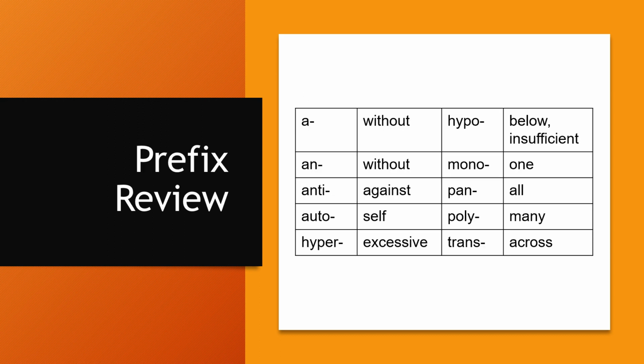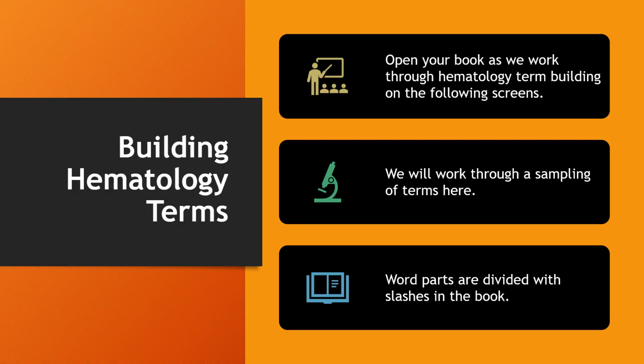And let's review these prefixes that we learned in chapter 3 because they're also used to build hematology terms. A, without. Anti, against. Auto, self. Hyper, excessive. Hypo, below, insufficient. Mono, one. Pan, all. Poly, many. Trans, across. Open your book to page 137 if you have the 3rd edition, and work through building hematology terms on your own.